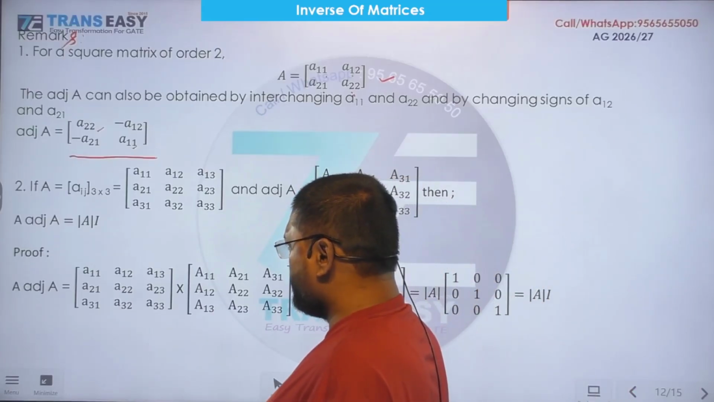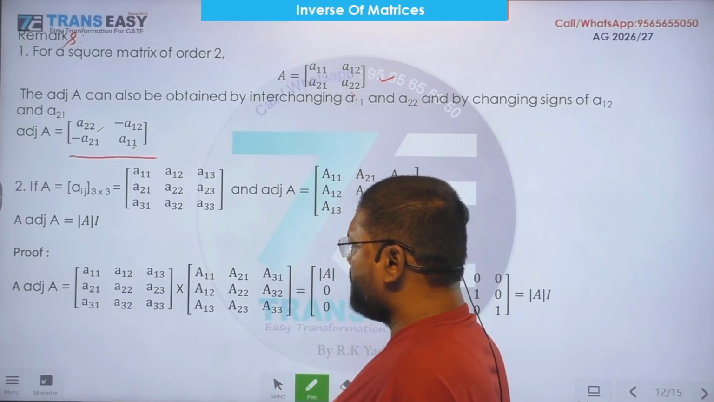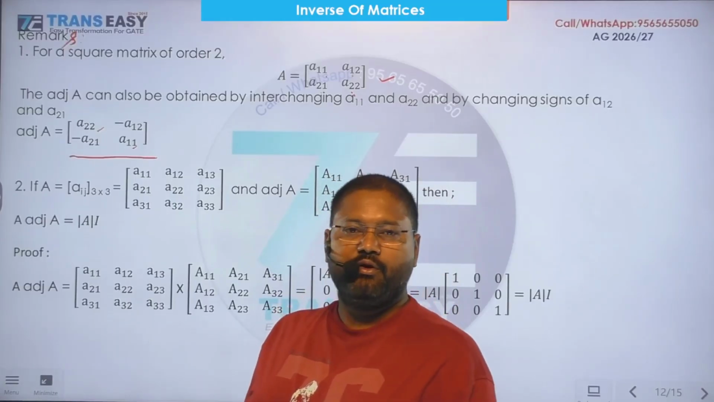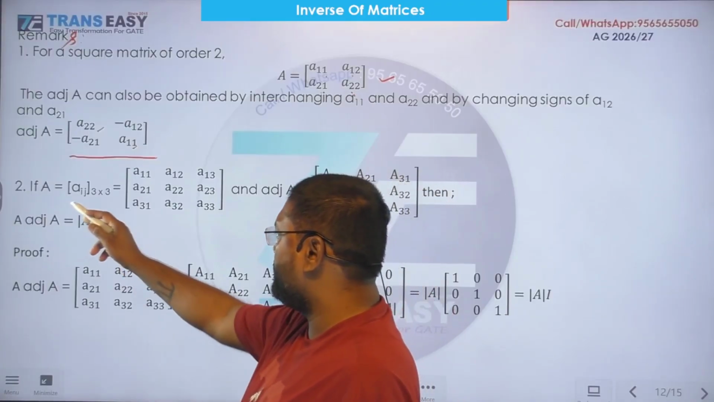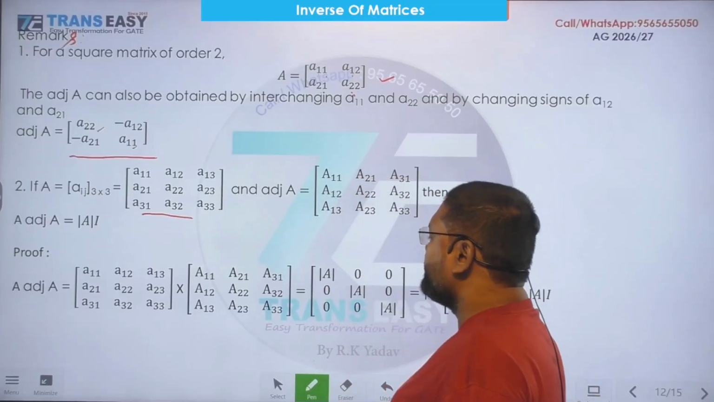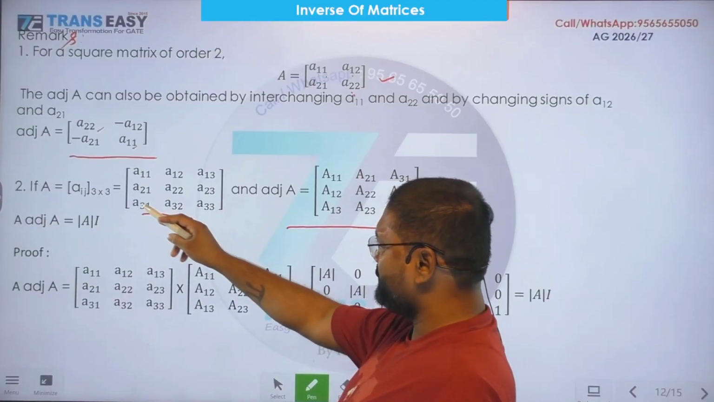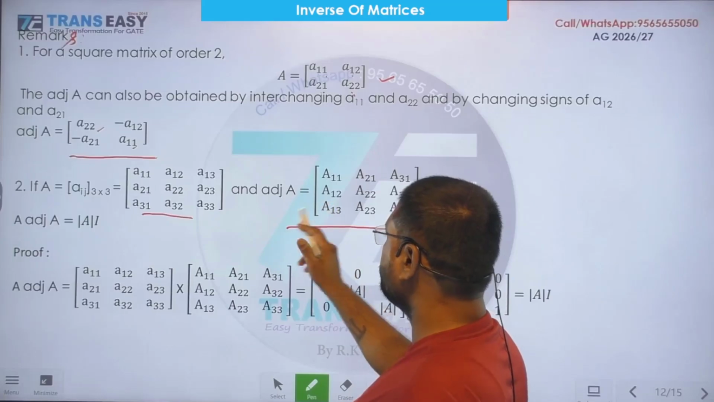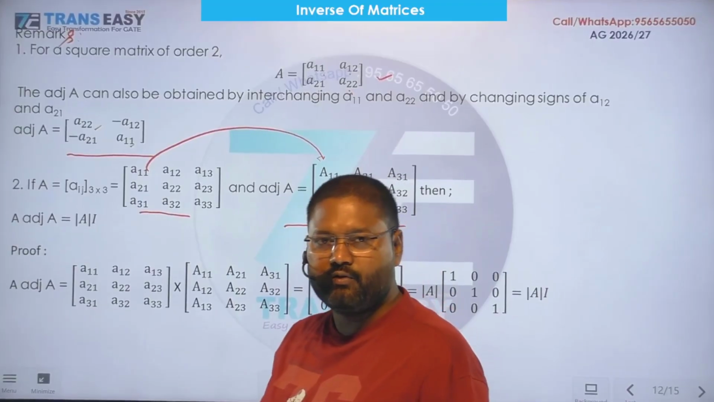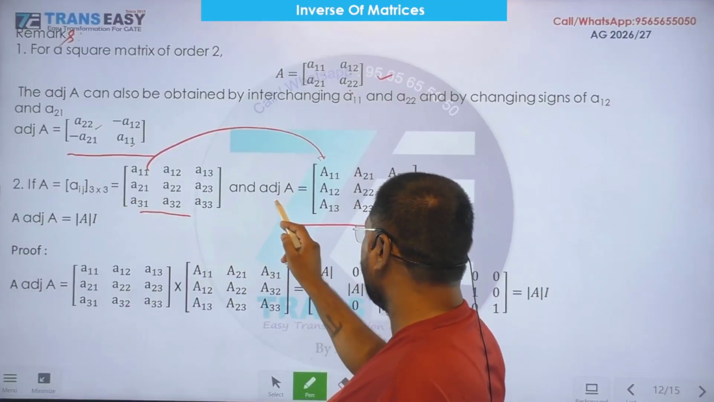Dear friends, we are going to obtain a big conclusion based on the adjoint of A. This is a matrix of order 3 by 3, and this is the adjoint matrix of this matrix A, replacing elements by their corresponding cofactors, right? So this is A and this is adjoint A.